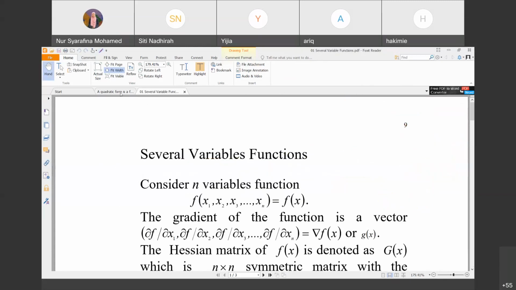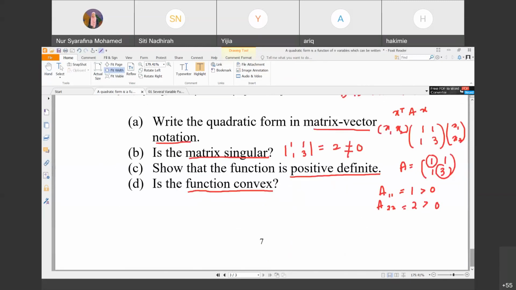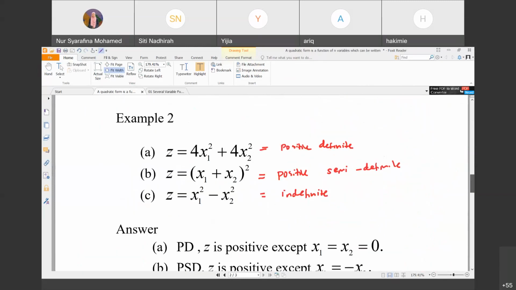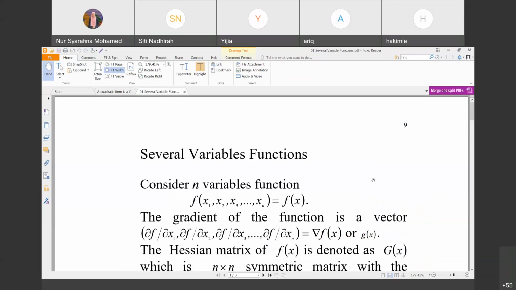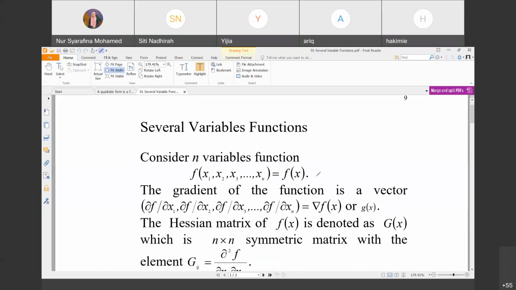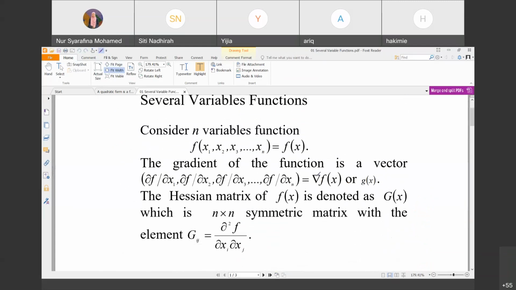Okay, so we have identified the convexity of a function in quadratic form. Why do we use quadratic form? Because it is for n variables, a function of n variables. So now we have several variable functions. We are still in the same topic, identifying convexity, but now let's focus on functions of several variables. Consider an n variable function f of x1, x2, x3 up until xn.